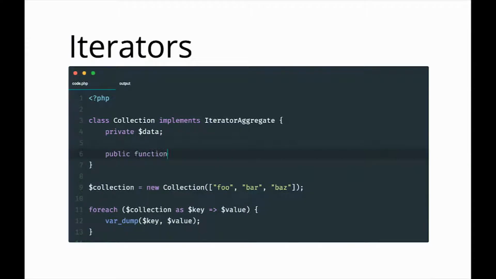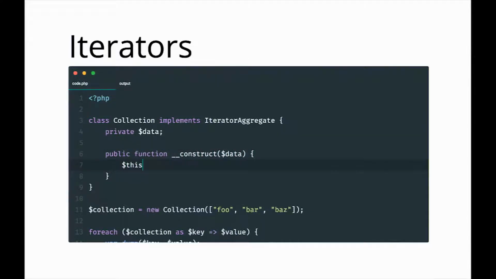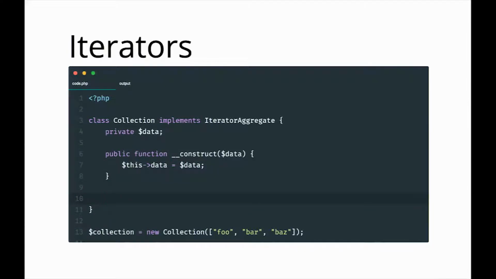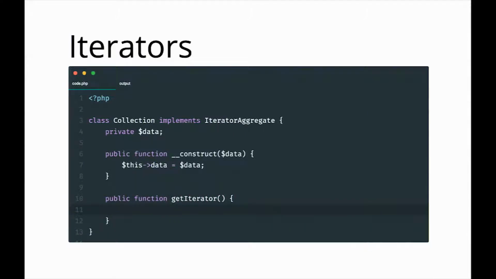We need to store that, I guess, through a constructor is probably an interesting way to do it. This data is data. And we need to define one abstract method that is part of that interface, which is getIterator. So now we can return any other kind of iterator, and the IteratorAggregate interface will be happy. Again, I'll cheat and I'll return just an ArrayIterator.